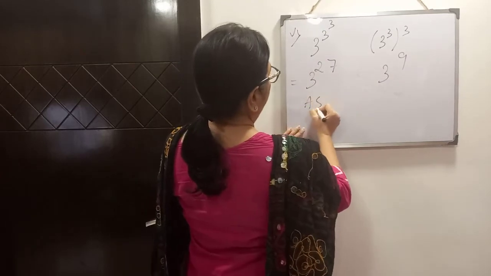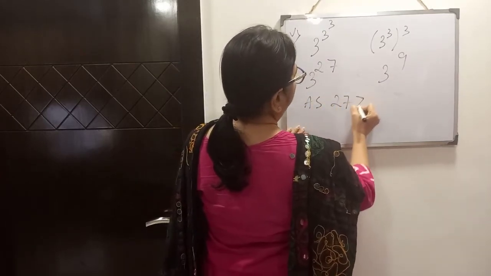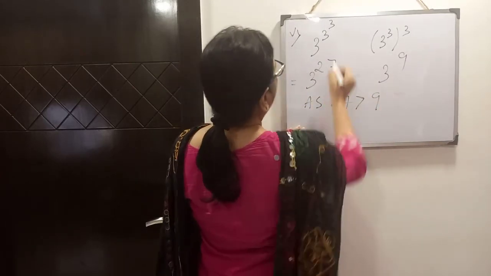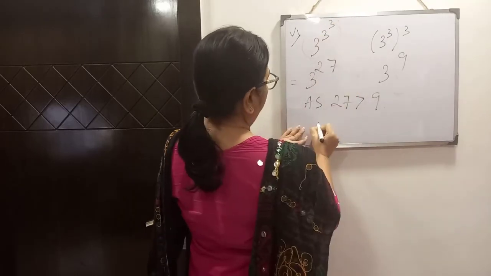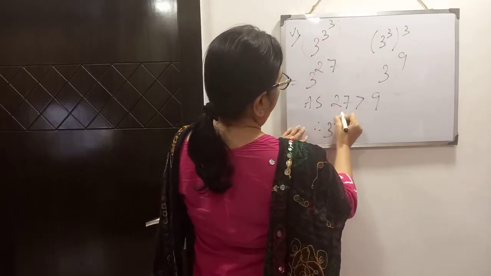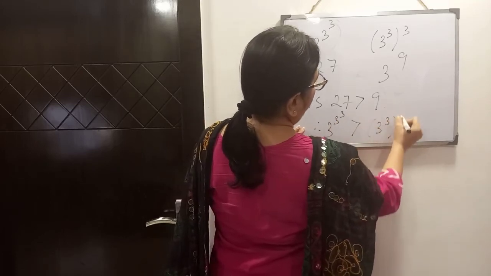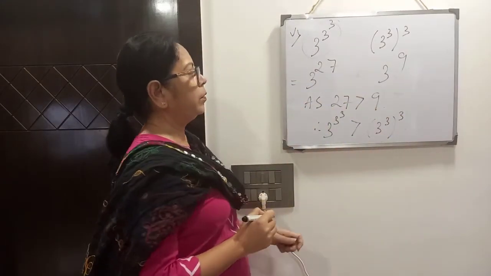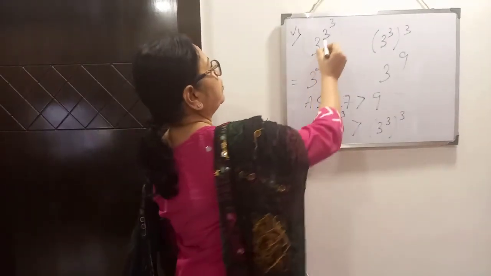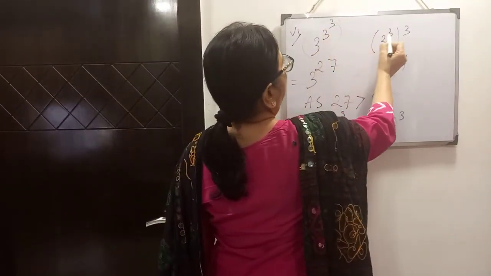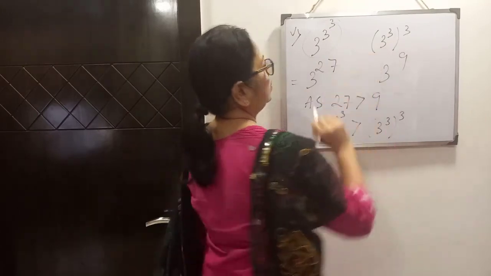Now obviously as 27 is greater than 9. Clear? So this one will be greater than this. This is the answer. Clear? This is the difference. This is the power and this is multiplied. 3 is multiplied by 3.